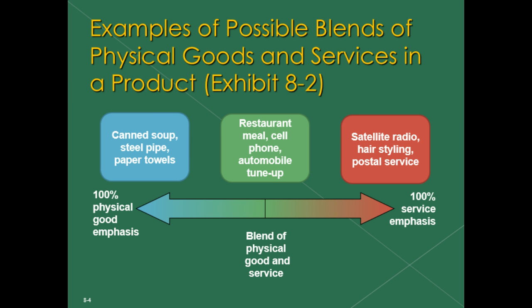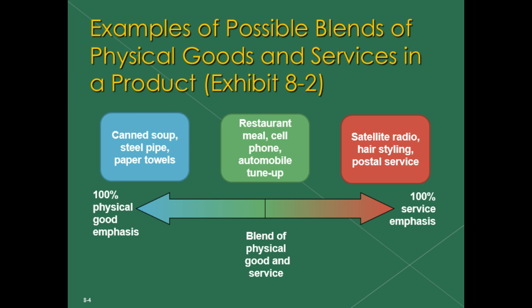Alright, blending physical goods and services. On the left side of this slide, you can see 100% physical goods. That's just the tangible things that we're talking about in regards to products, the physical side of things. The right hand side is 100% service emphasis, which is the intangible. Those are the acts that are being done. But then there is a blend where you're getting some portion of a physical good and some portion of a service as well, combined together.